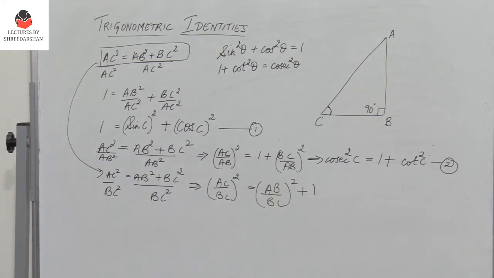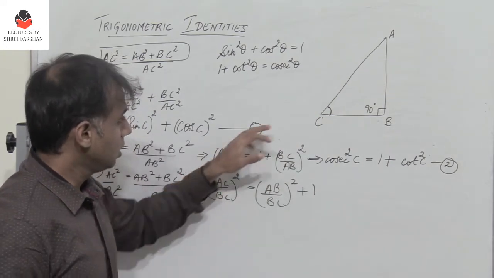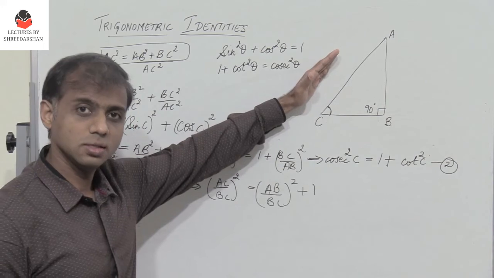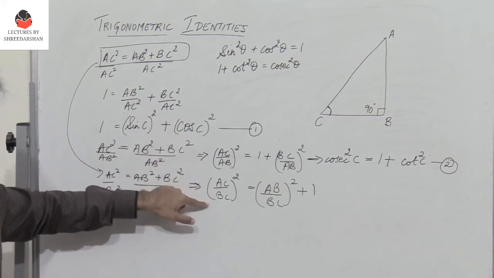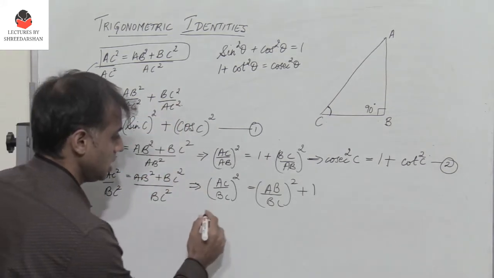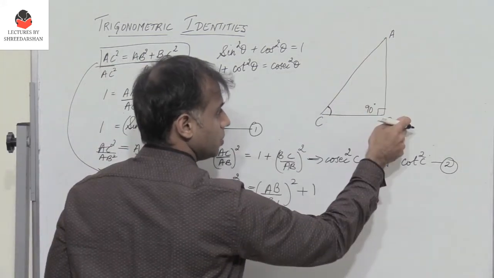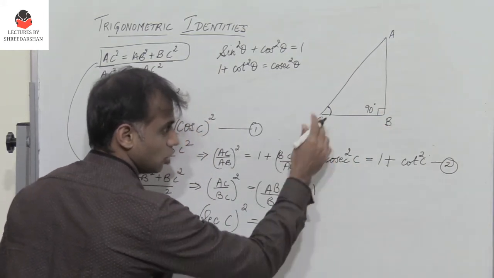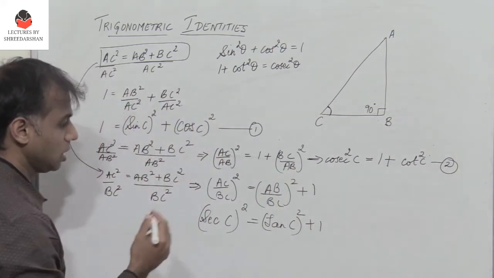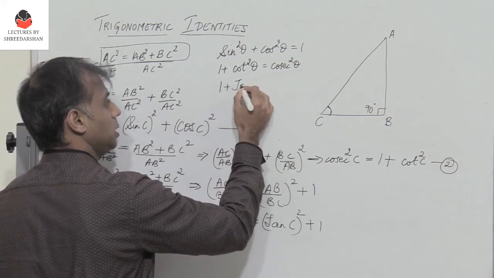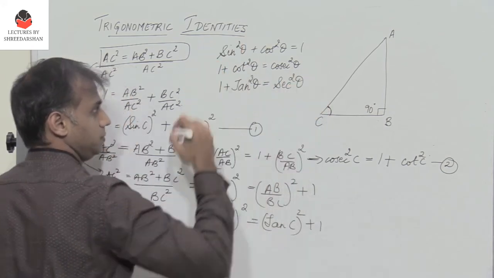Now what is BC? BC is the adjacent side and AC is the hypotenuse. We know that adjacent side by hypotenuse is cos, so BC by AC is cos C. I have the reciprocal here, and the reciprocal of cos C is secant C. So I have secant C the whole square equals AB, the opposite side, by BC, the adjacent side, which is tan C the whole square, plus 1. So in general I can write the expression as 1 plus tan square theta equals secant square theta.